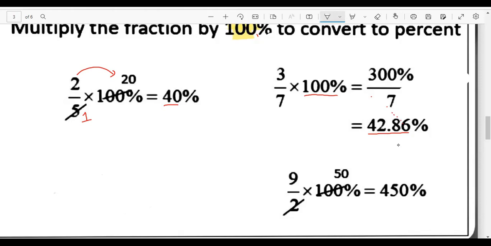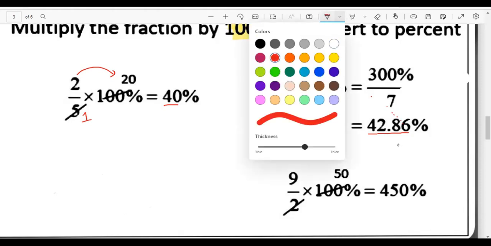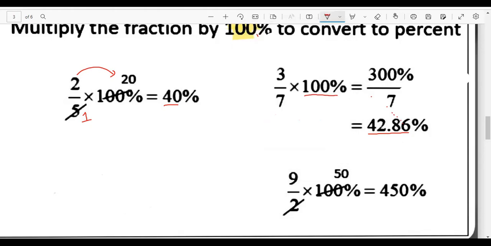All right, so let's say it is 3 divided by 5. Now 3 by 5 is the fraction. In order to convert it to percentage, I need to multiply it by 100%. Now 5 is 1 times 5 and 20 times 5 is 100. So it would give me 3 multiplied by 20, which is 60%.